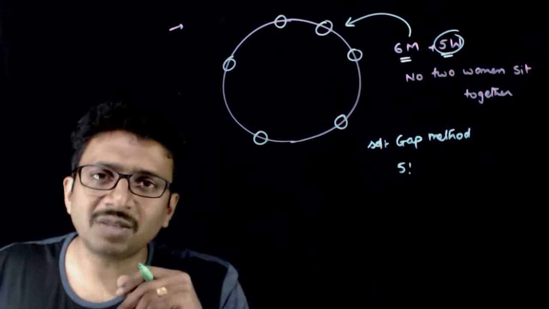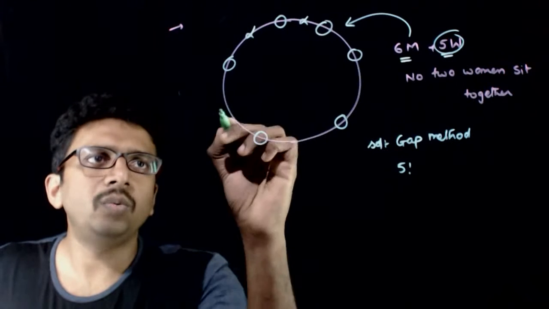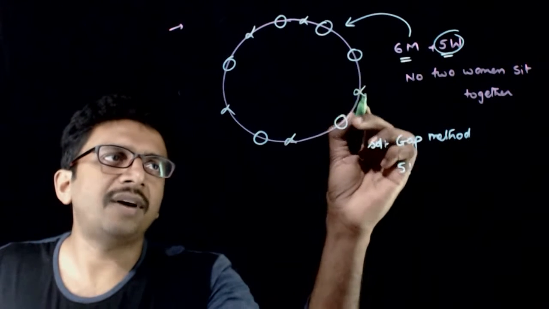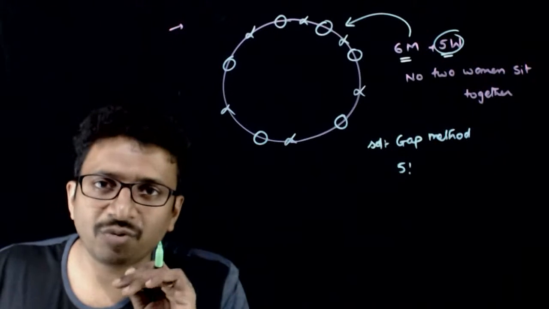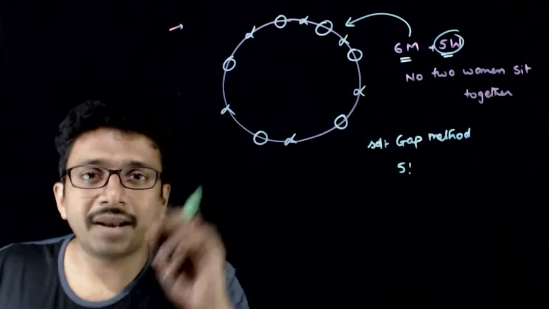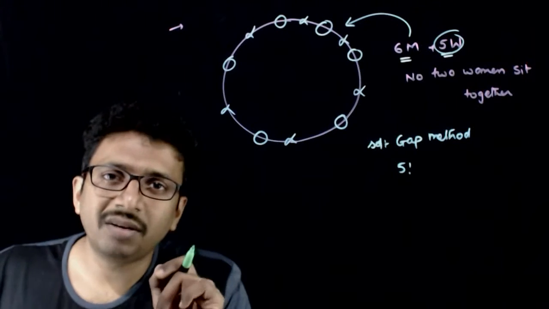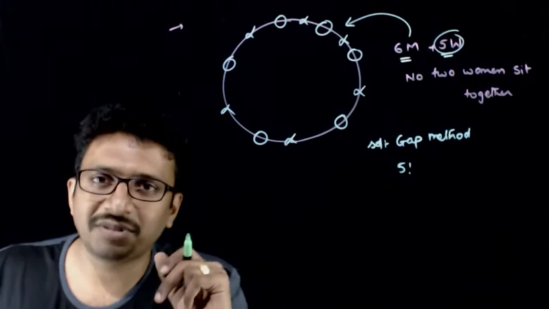Now once 6 men have been arranged, you get gaps between the men. 1, 2, 3, 4, 5, 6. You have 6 gaps. In these 6 gaps, if you arrange women, they won't be together. There will be at least 1 man between any 2 women. So in how many ways can I arrange 5 women in these 6 gaps?